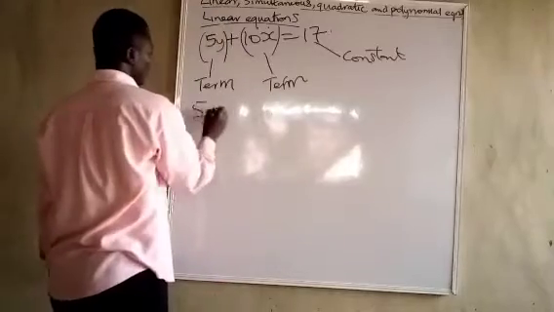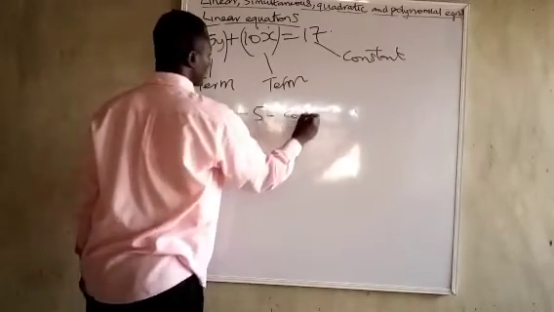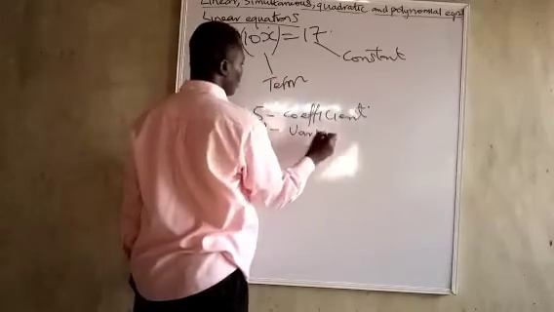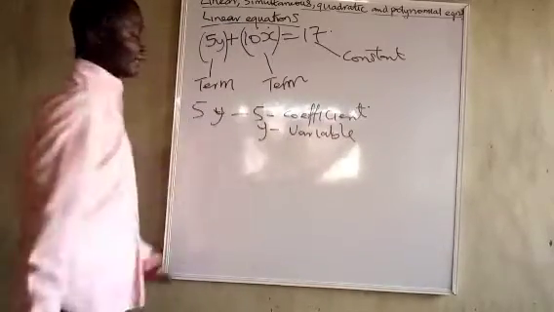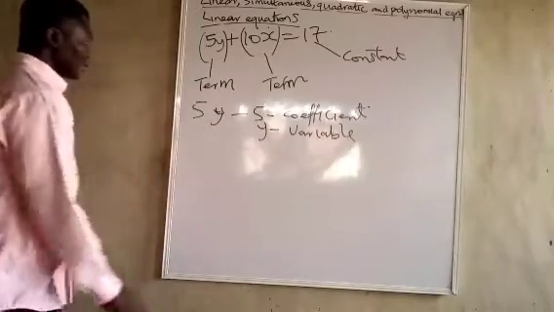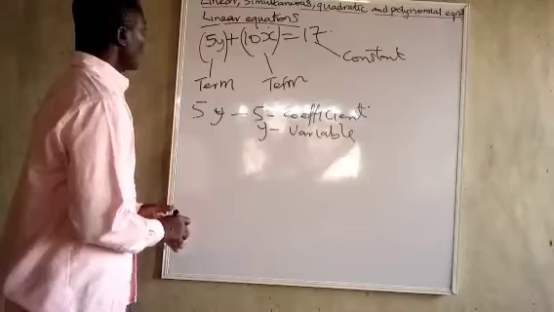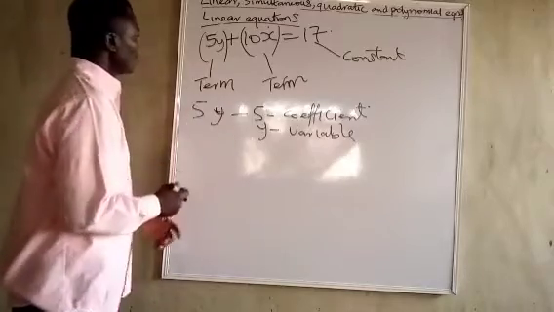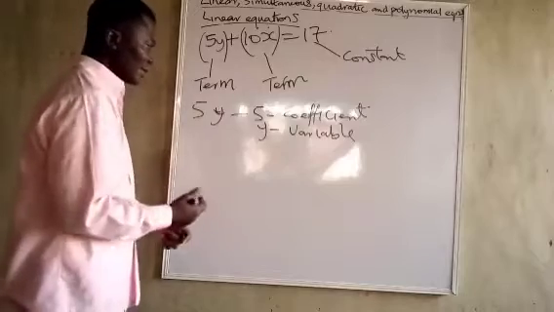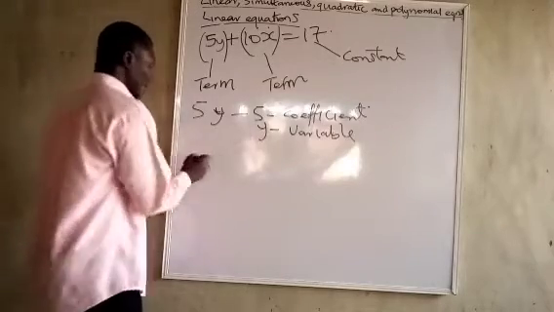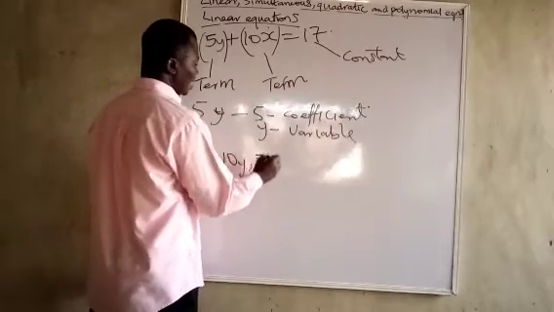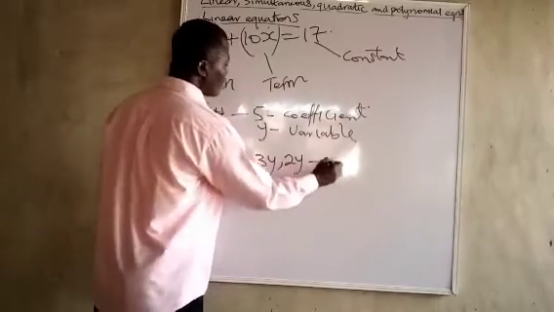In this term, 5y, 5 is the coefficient. Y is the variable. Why do we call it variable? It can have any value. Likewise, 10x: 10 is the coefficient, while x is the variable. Now, in handling expressions like this, we might have similar terms. Like if I have something like this, 5y, 10y, 3y, 2y, they are all like terms.